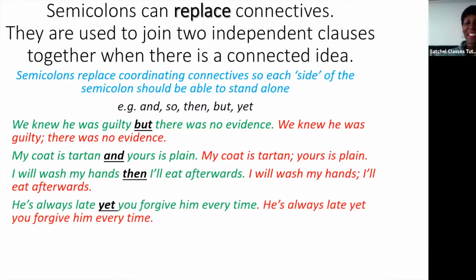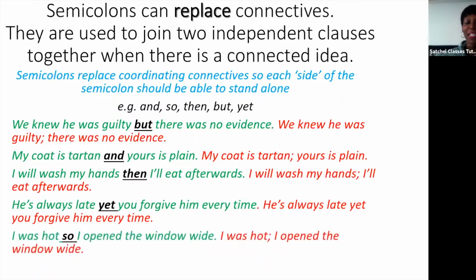He's always late, yet you forgive him every time. He's always late; you forgive him every time. And finally, it was hot, so I opened the window wide. It was hot; I opened the window wide.